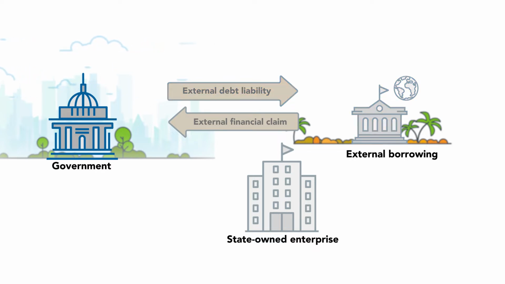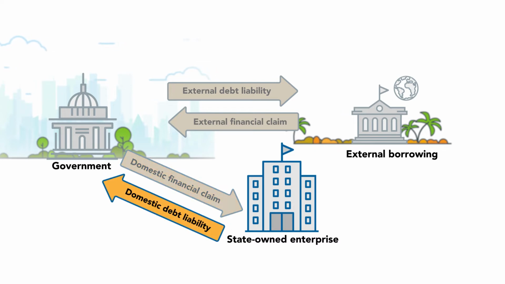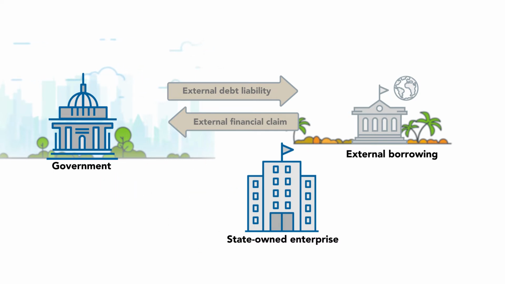Second, because of the on-lending, the government has a domestic financial claim, typically in the form of a loan, on the state-owned enterprise. The state-owned enterprise has a domestic debt liability in the form of a loan to the government. Because the government and the state-owned enterprise are both public sector units, these stock positions will be eliminated in consolidation when statistics for these two units are combined.